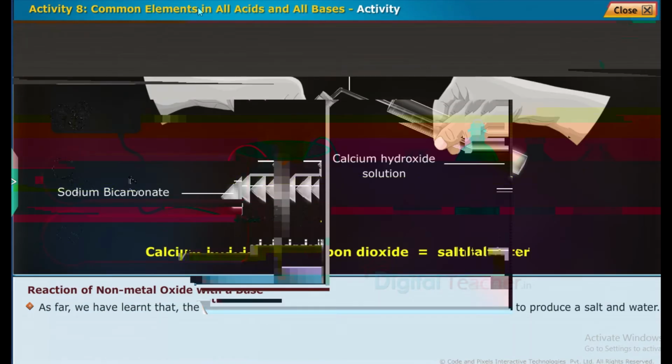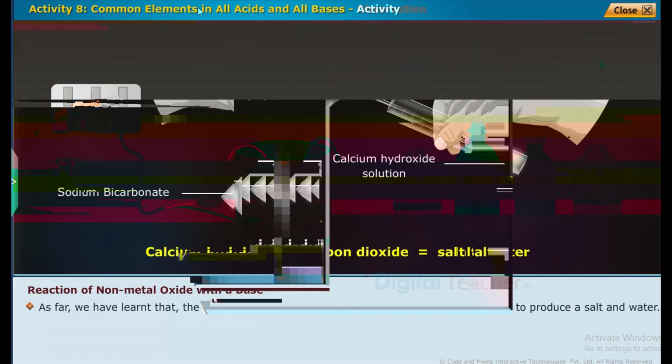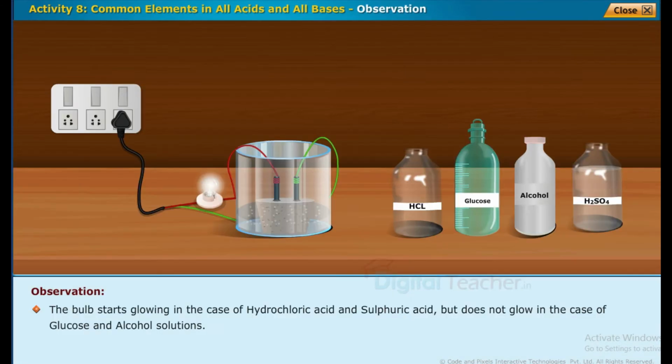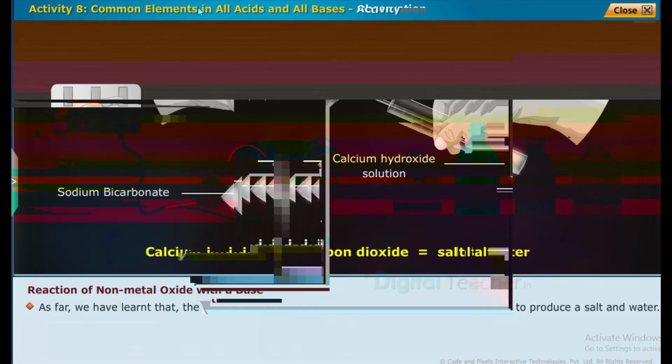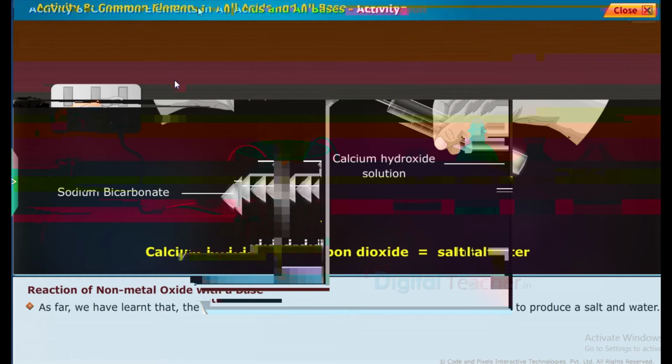The bulb starts glowing in the case of hydrochloric acid and sulfuric acid, but does not glow in the case of glucose and alcohol solutions. The current flows in the solutions of hydrochloric acid and sulfuric acid, but does not flow in the glucose and alcohol solutions, because the electric current is carried through the solutions by ions.